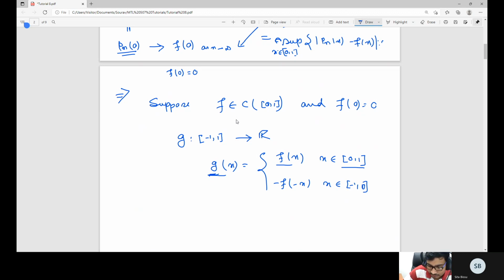Also g(x) is -f(-x), so it is the composition of f and the function taking the negative of the identity function, so f composed with -I actually. Therefore, this is also continuous. So we can say that this function g is continuous here as well as here, right? So can we say the function g is continuous on [-1, 1]?